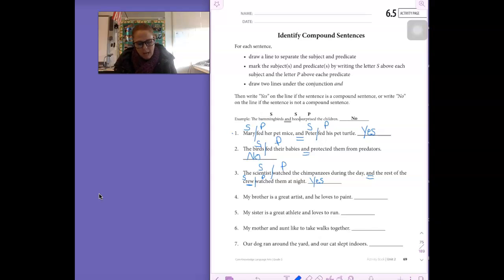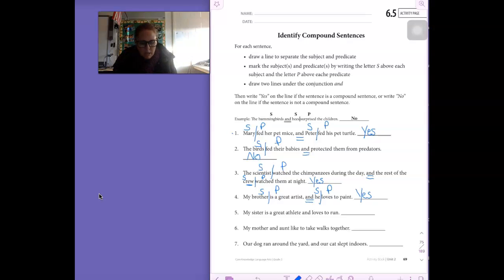Let's do number four. My brother is a great artist and he loves to paint. What do you think? Let's underline and. Could I say my brother is a great artist? Does that make sense? It does. Could I say he loves to paint? That's also a complete sentence. So this is a compound sentence because we have two ideas, two complete thoughts. Put my line there because brother is the subject here and then the predicate. And over on this side, he is the subject and the rest is the predicate.